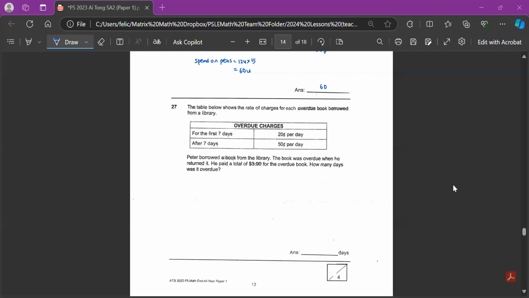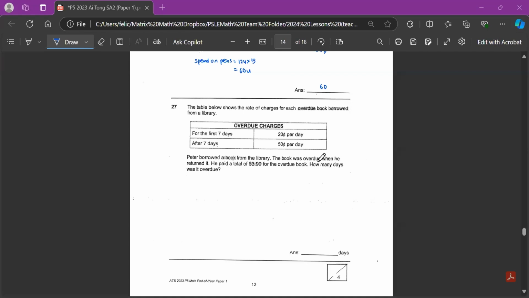So the table shows the rate of charges for each overdue book borrowed from a library. For the first 7 days, they will charge you 20 cents per day. Just take note, this is per day. And after 7 days, subsequently, it will be 50 cents per day.